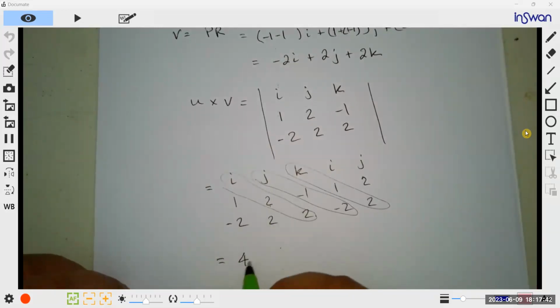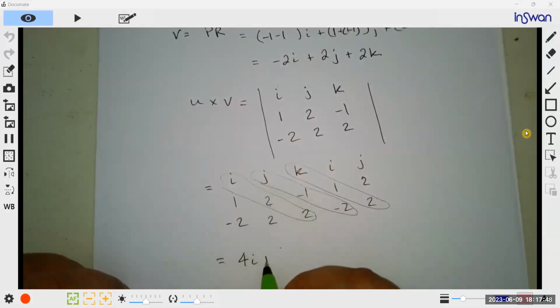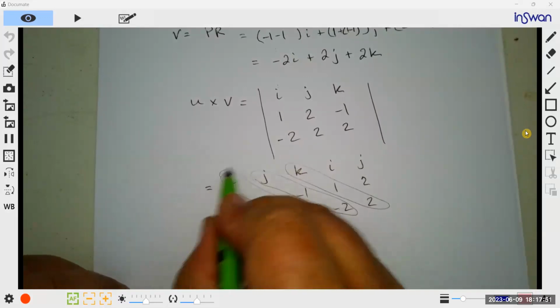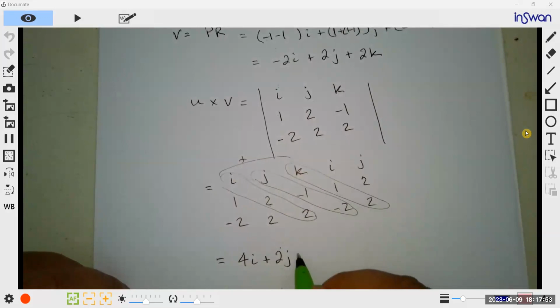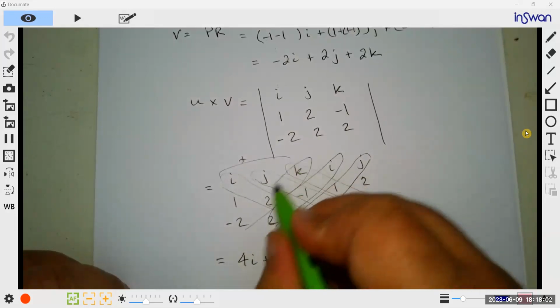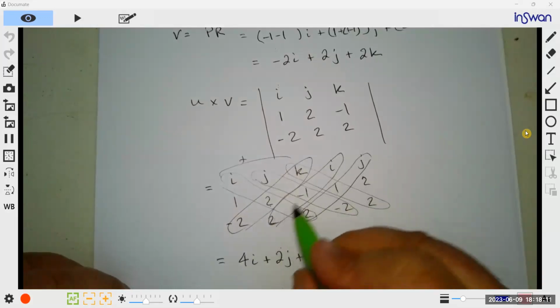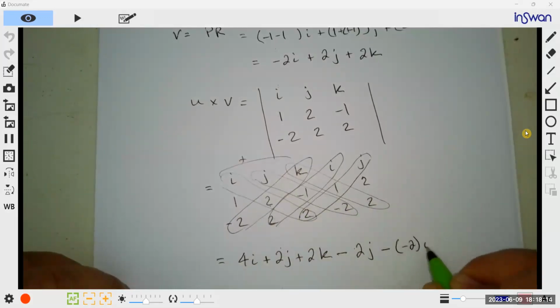Two times 2 is 4i. Negative, negative is positive. 2 times 1 is 2j. So it's plus 2j. Remember, all these we add. 1 times 2 is 2. Okay. Now all these other ones, the backwards ones, we subtract. 2 times 1 is 2j. So it's 2j minus 2 times negative 1 is negative 2i. Minus negative 2 times 2 is negative 4k.